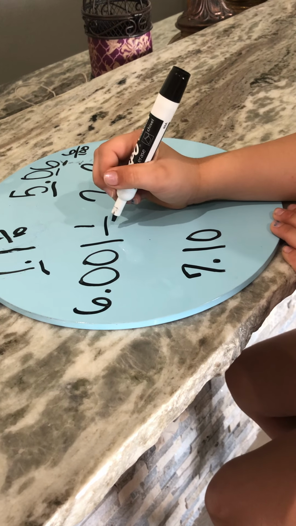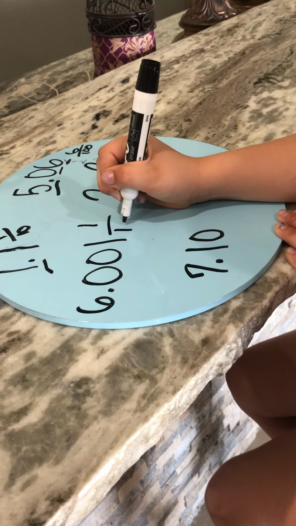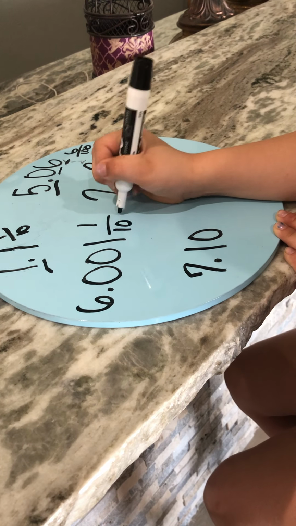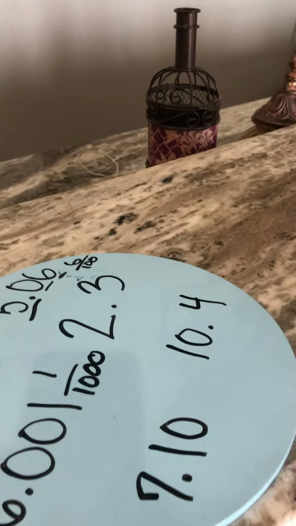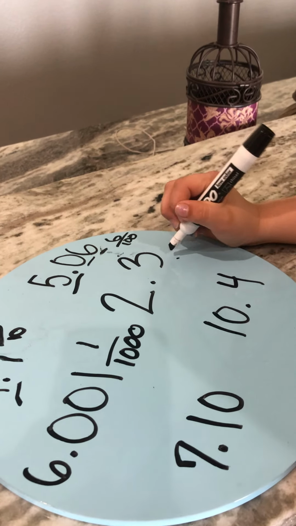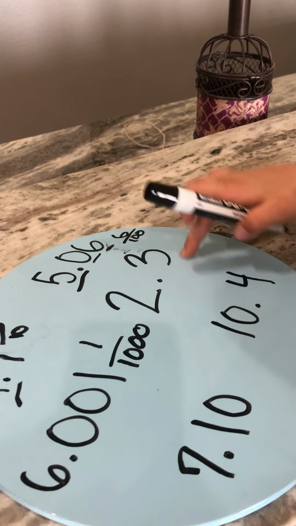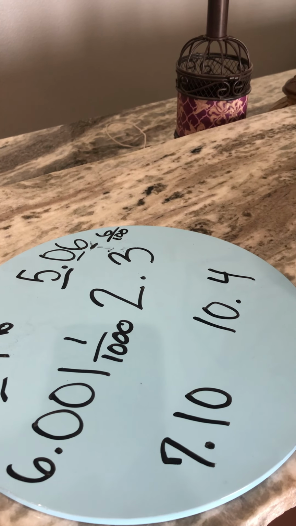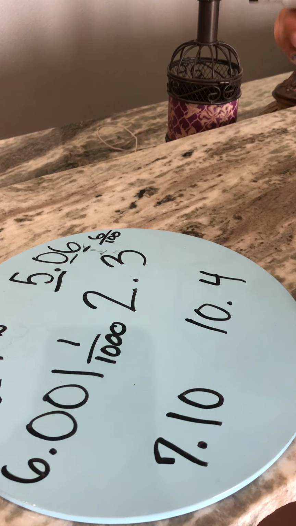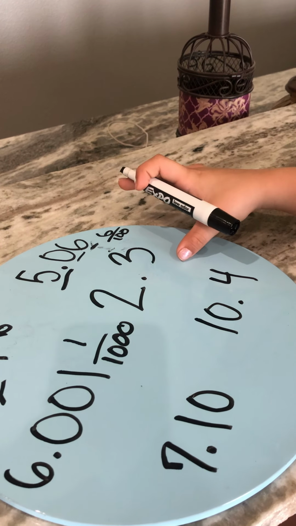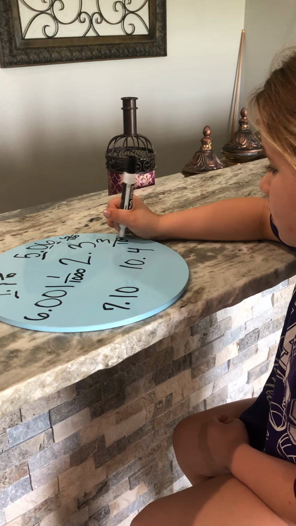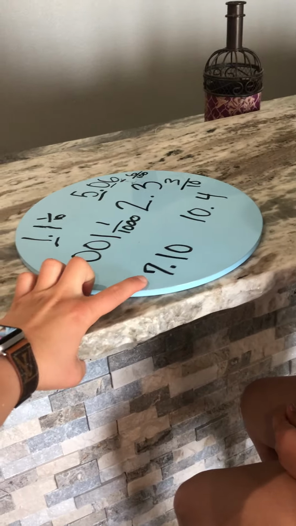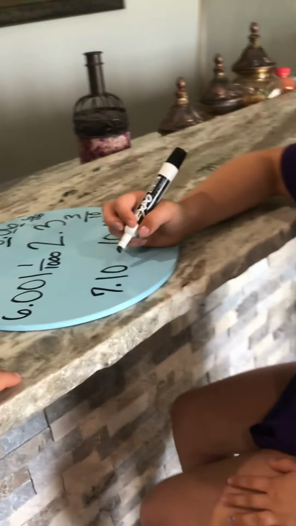Yeah. 1,000, right? Perfect. Now we're going to move on to this one. If you could tell me the number before you write your fraction. So 2 whole, 2 over, 2 and 3 tenths. Great, Kesslyn. Perfect. Now we're going to move on to this one. Tell me the number before you do it.